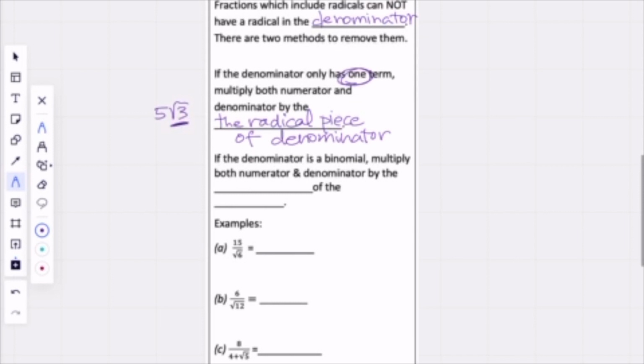Okay? If the denominator is a binomial, that means there's two terms and they're separated by a plus or a minus. You will multiply both the numerator and the denominator by what's called the conjugate of the denominator.